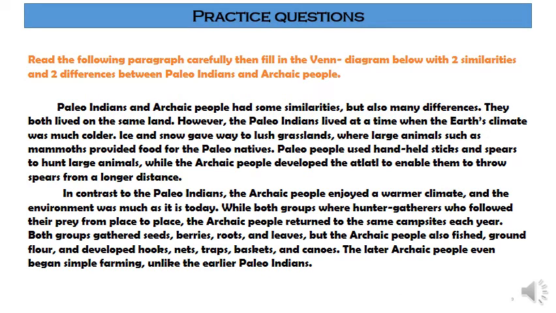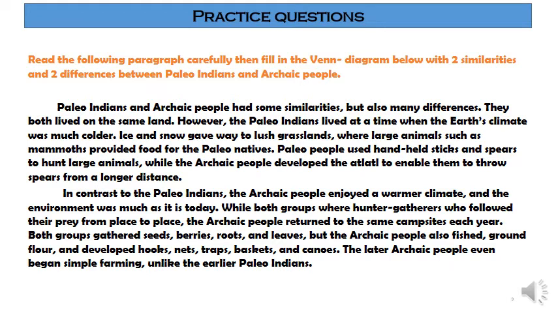Let's read this paragraph together and fill in the Venn diagram that we have next. Read the following paragraph carefully, then fill in the Venn diagram below with 2 similarities and 2 differences between Paleo-Indians and archaic people. Let's read the paragraph together. I am going to highlight the similarities and the differences.